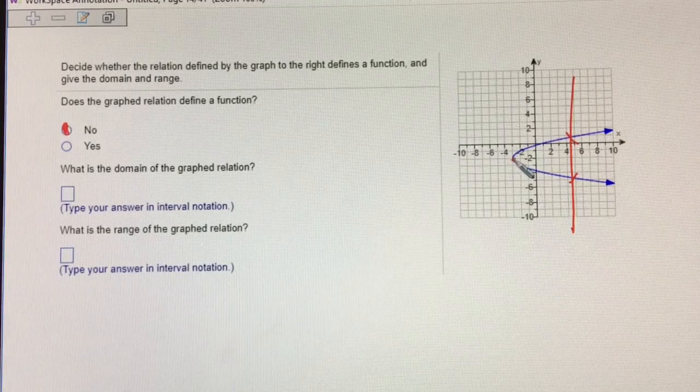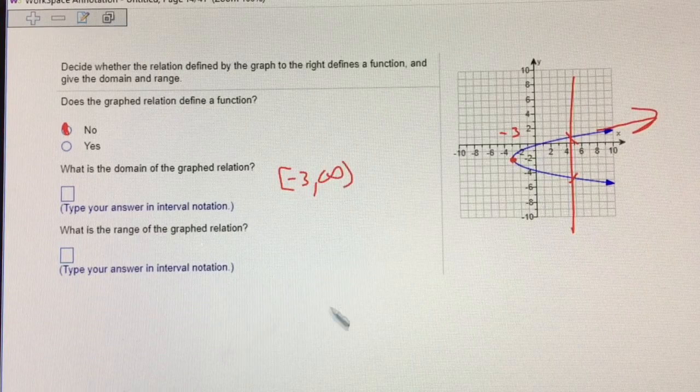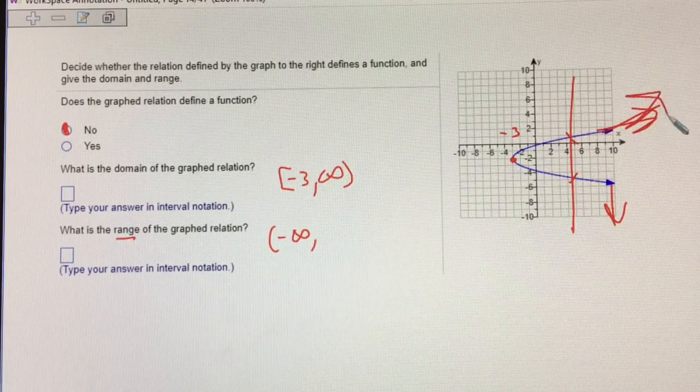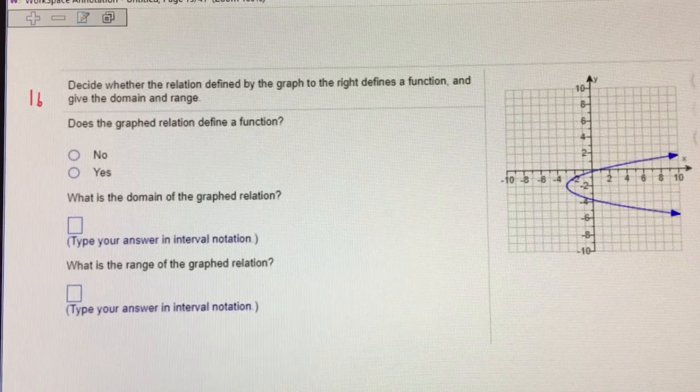The domain, notice, my furthest leftmost x value is negative 3. And it's a closed circle at that negative 3, so it's going to be bracket, negative 3, comma, and it goes to the right forever, infinity. The range, it points down forever, so that's negative infinity, and it points up forever, that's positive infinity. 16, did I just do that? Yeah, it's the same problem.